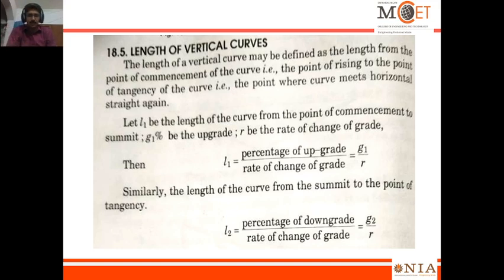that is G1 grade, be the upgrade, and R be the rate of change of grade. Then the formula is L1 is equal to the percentage of upgrade, that is G1, divided by the rate of change of that particular grade R. Similarly, the length of the curve from summit to the point of tangency is the percentage of downgrade by rate of change of grade, so G2 by R, the L2. This is the general formula you have to follow.